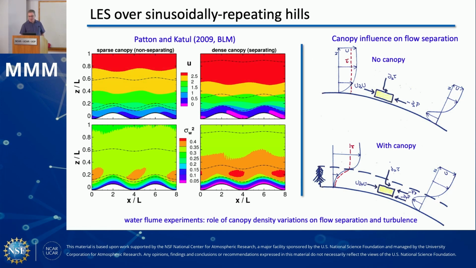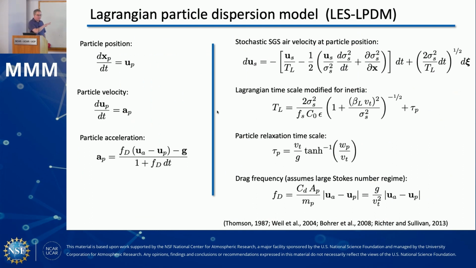Anyway, so we took that model. This is what I'm doing here, and I adapted Jeff Wiles and David Richter's particle dispersion model for inertia. We coupled it into the LES code. So we advance particles individually. We get their position, knowing something about their velocity. We get their velocity, knowing something about their acceleration.